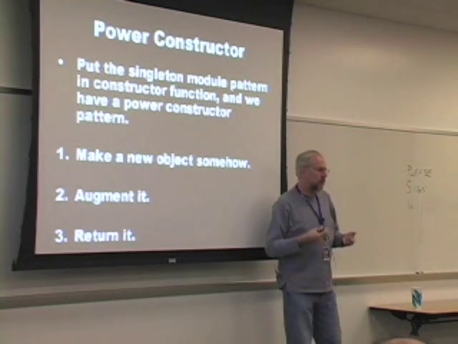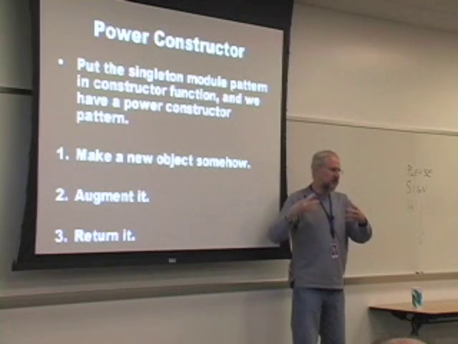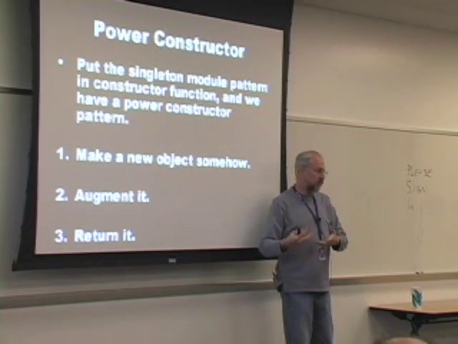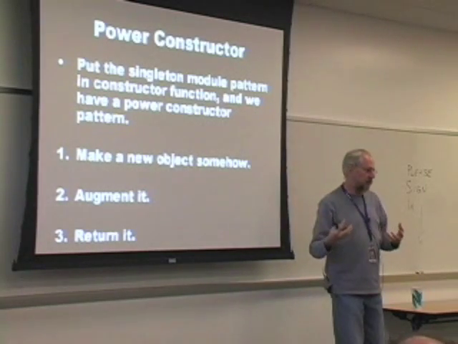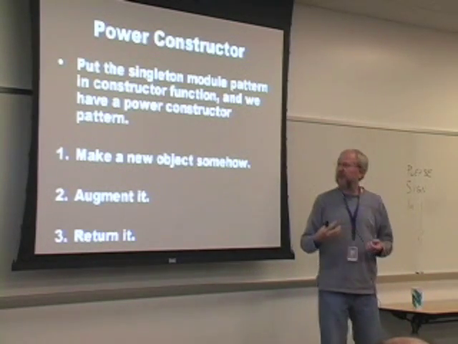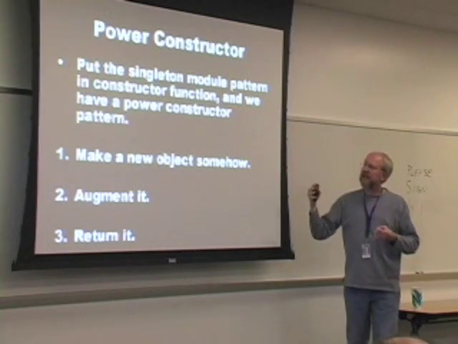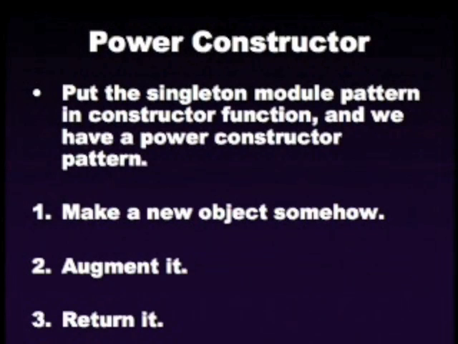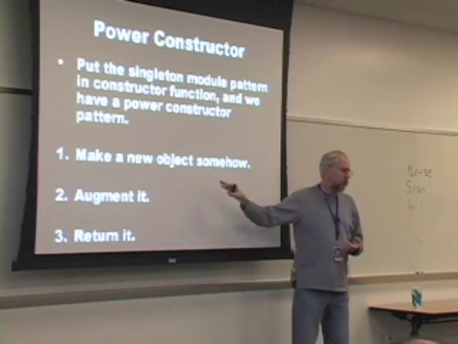Now, taking the idea that you proposed a minute ago, we can take that pattern and put it inside of a function and use that to make many instances. I'm calling that a power constructor. It's a constructor which knows how to make objects that contain privileged methods. So the way we do that is we take that singleton module pattern and we put it in a constructor. And it will basically work in 3 steps. All power constructors do this. We'll first make a new object somehow, and there are lots of ways to do that. We'll then augment it, and there are lots of ways to do that. We assign new properties to it, and then we return it. So 1, 2, 3, pretty simple steps.